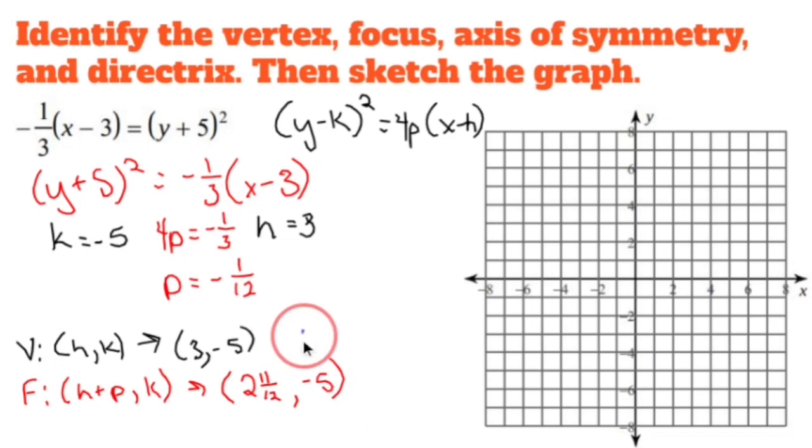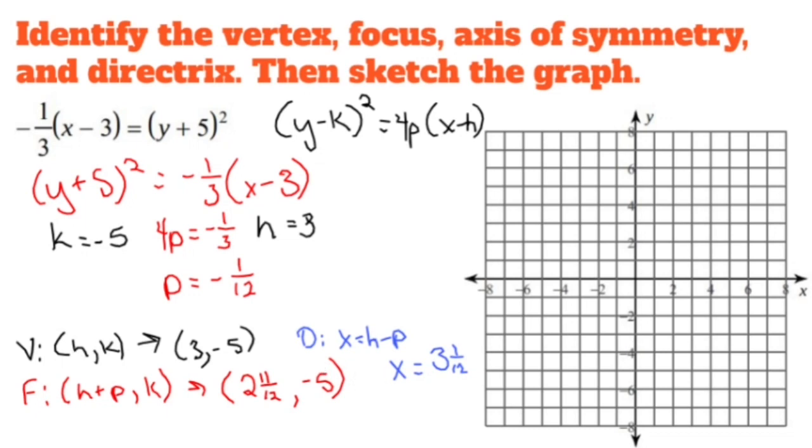My directrix is x equals h minus p. Now, x equals means it's an up and down line, which is what tells me it's sideways. So what do I have? h is 3 minus negative 1/12. So 3 plus 1/12, x is equal to 3 and 1/12. Okay, that's my directrix.